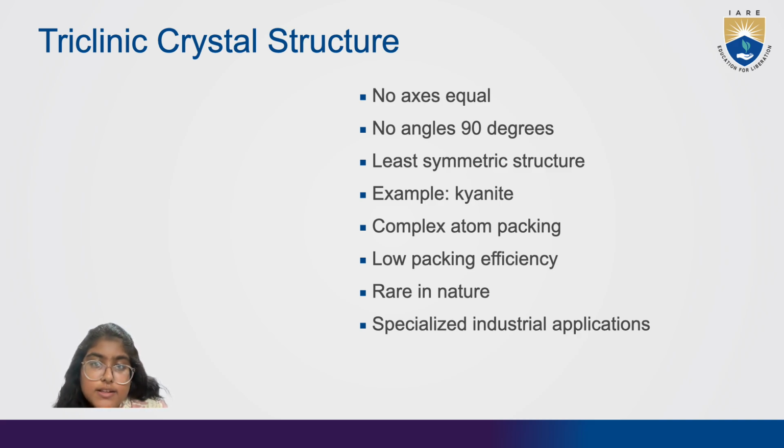The atomic packing in the crystal structure is often quite complex, leading to a low packing efficiency. This type of structure is relatively rare in nature. However, materials with triclinic structures can find specialized industrial applications where their unique anisotropic properties are beneficial.